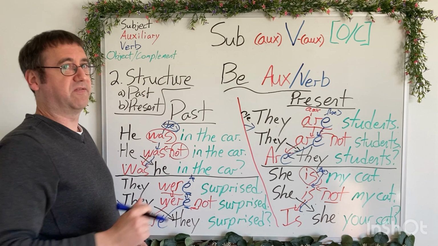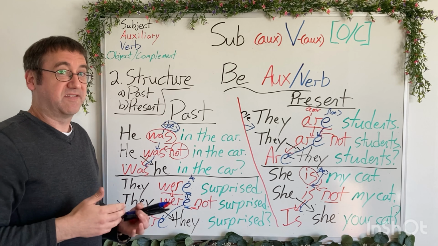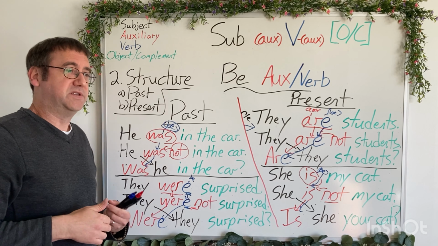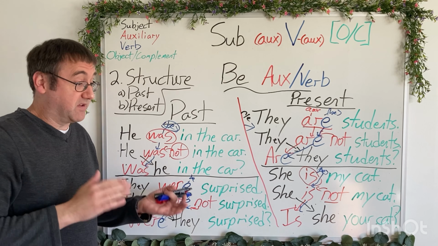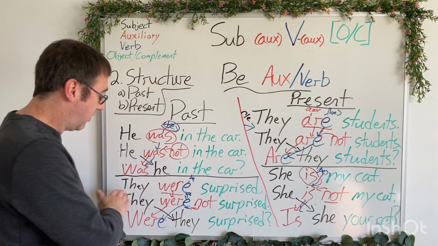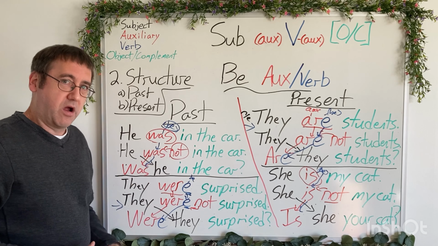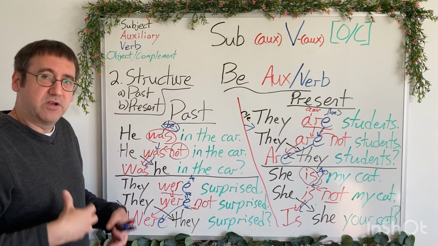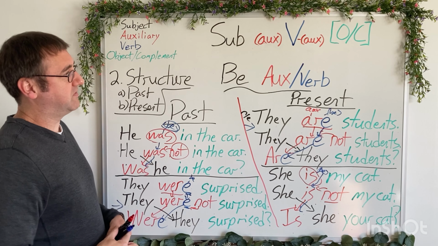And then again, for the answers to all these questions, we talked about this before with do and does do and did do. So if I said, did you do your homework? You can say, yes, I did. No, I didn't. Did you study? Yes, I did. No, I didn't. Do you run? Yes, I do. No, I don't. Okay, so same thing here, right? Was he in the car? Yes, he was. No, he wasn't. So you're using the auxiliary to make the short answers to these as well.